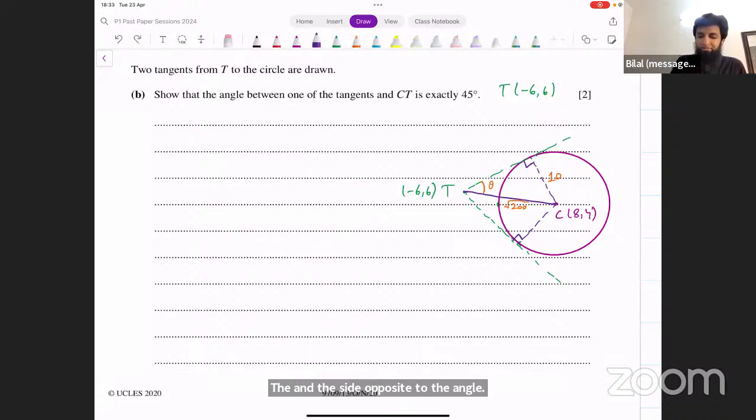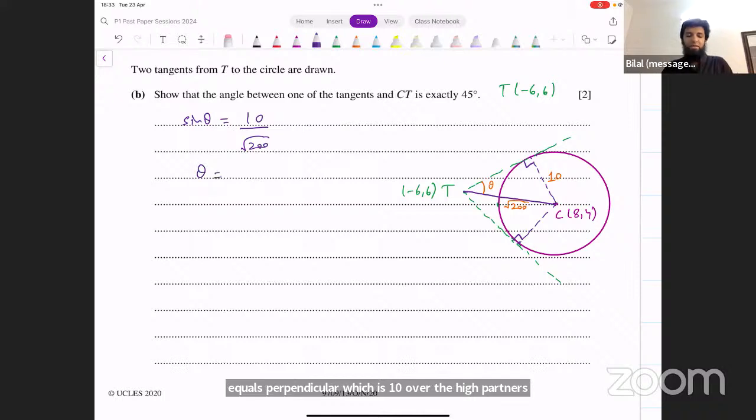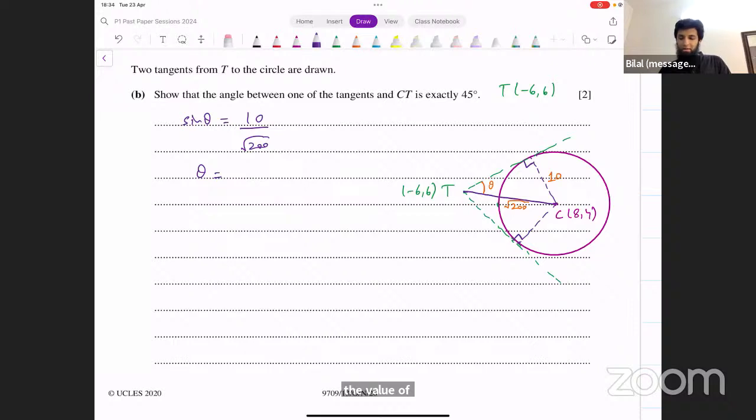So we can say perpendicular over hypotenuse is sine. So sine of theta equals perpendicular, which is 10, over the hypotenuse, which is square root of 200. And that's going to give us the value of theta. You can see what that turns out to be. Sine inverse of 10 divided by under root of 200. I'm getting pi over 4.